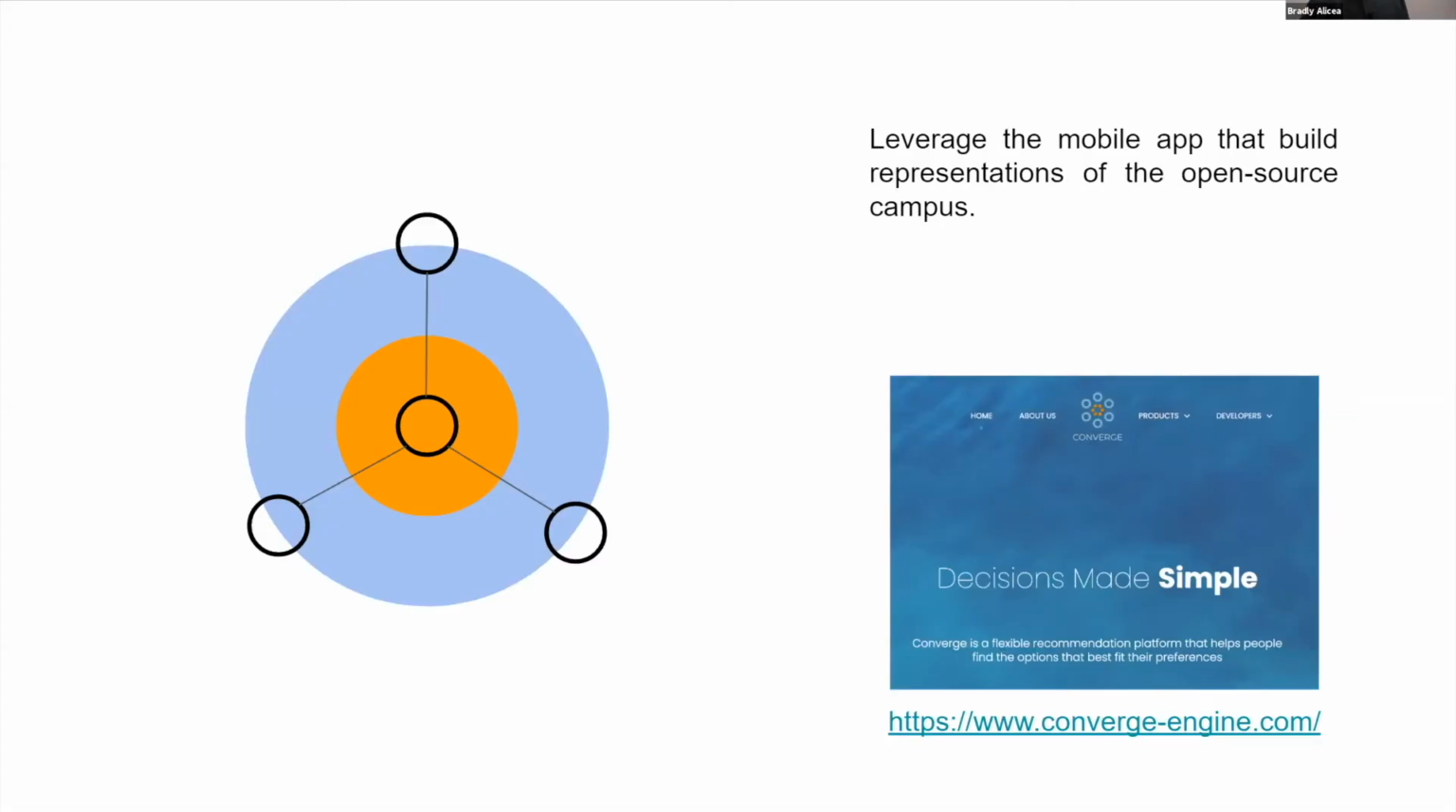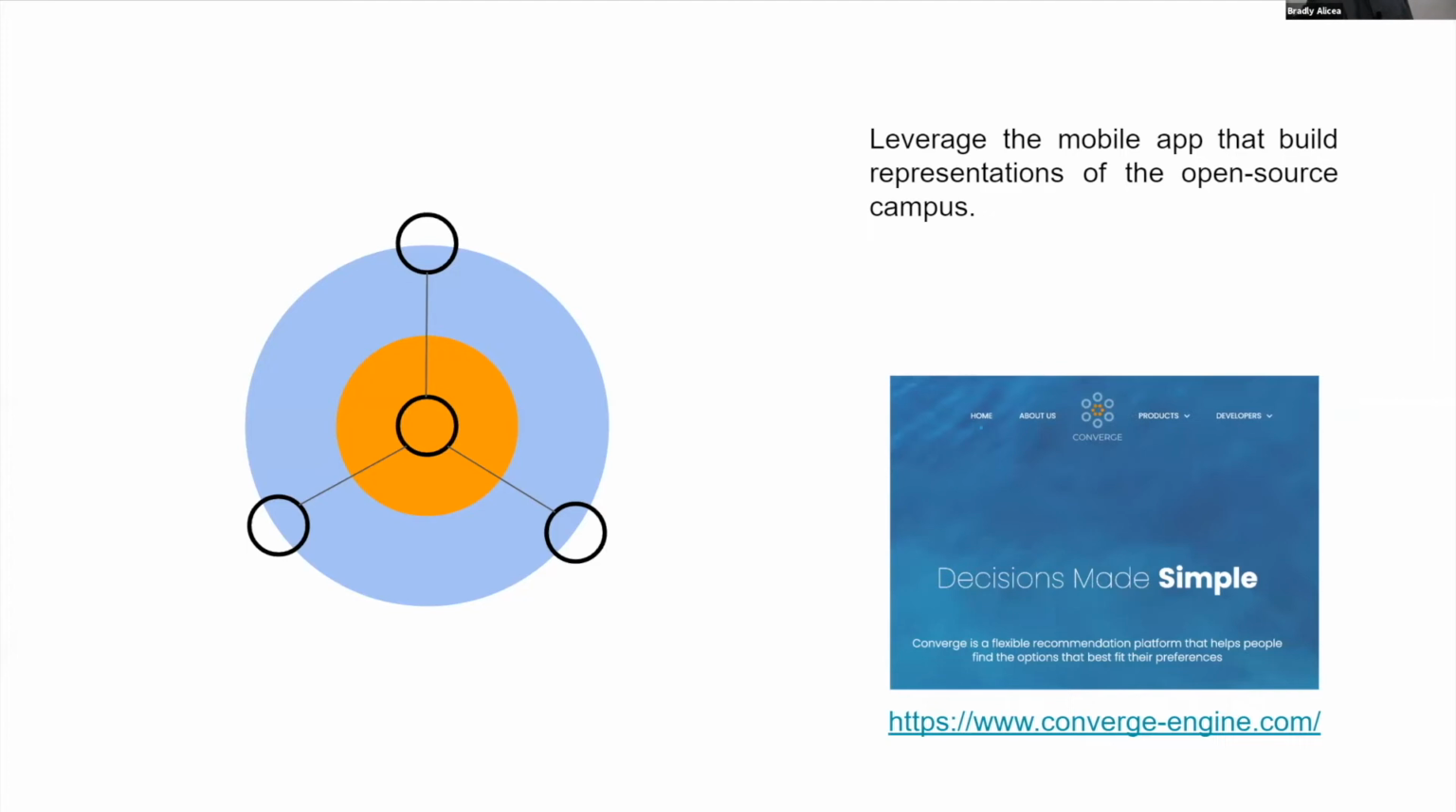The next part of this is that you can also leverage the mobile app that builds representations of the open source campus. We're interested in building a representation of what our campus looks like. We're building scheduling apps, and different types of monitoring apps. We have all the data, but we need to build some sort of structured representation. One of the ways this has been done, and this is what we call a capability, is a contribution that a group of students from electrical and computer engineering have made, called the Converge Engine.